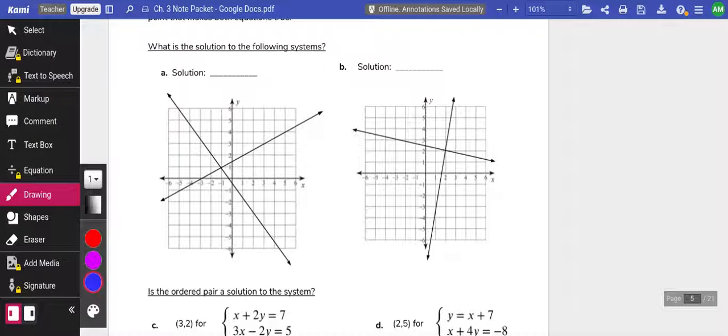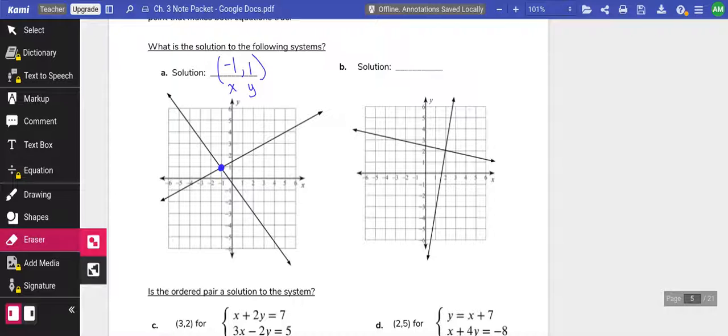So looking at letter A, here's the point where they intersect. So the solution to my system is (-1, 1). Remember that we name a point using x comma y. So this point is at -1 on my x-axis and +1 on my y-axis.